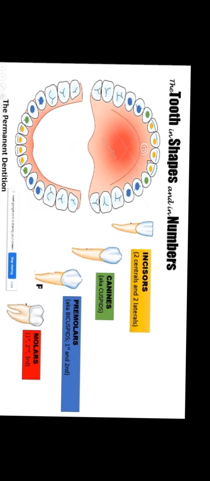So again, let me repeat. You have central incisors, lateral incisors, canines, then bicuspids, first and then the second bicuspid. Then you have your molars. You have your first molar, second molar, and then third molar. Third molars are also known as the wisdom teeth.